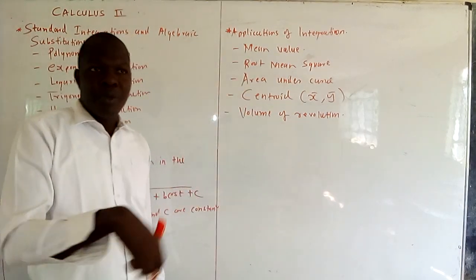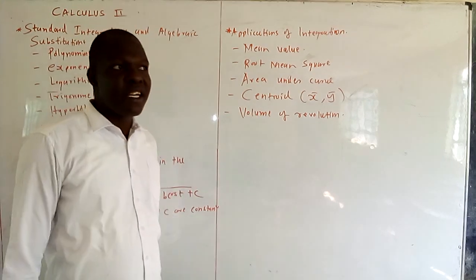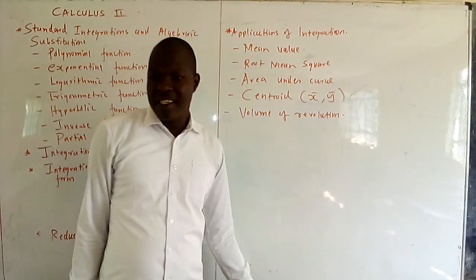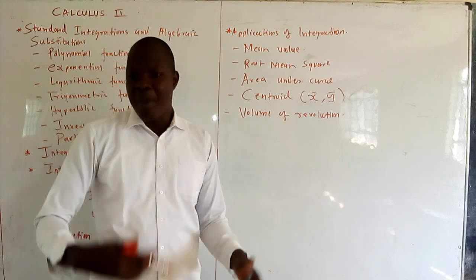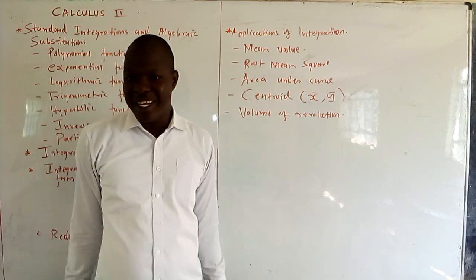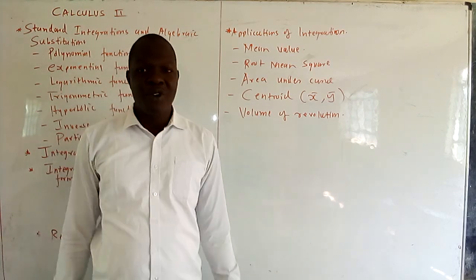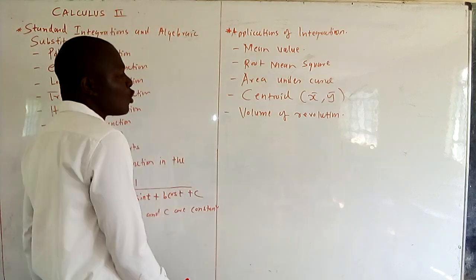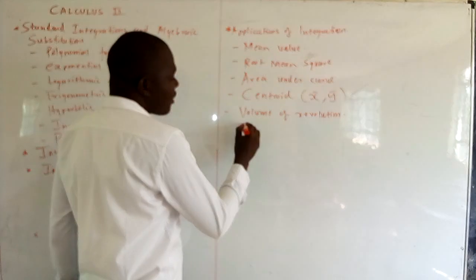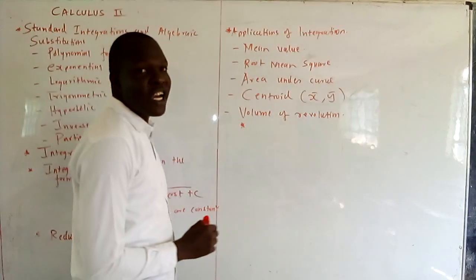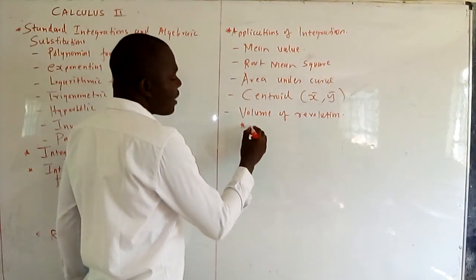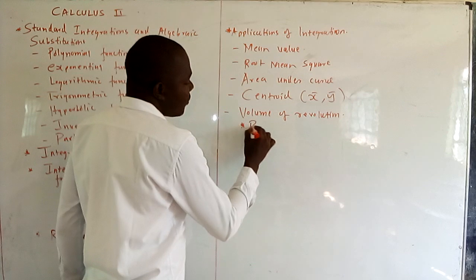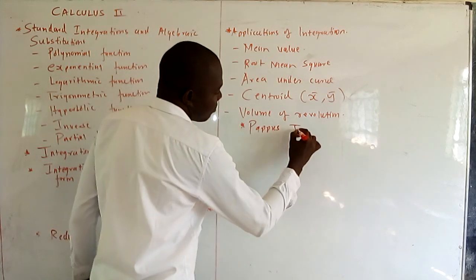The volume, if maybe you rotate a certain curve about the x-axis, or you rotate a certain curve about a certain axis or a certain line, isn't it? How do you get that kind of volume of revolution? Then from volume of revolution, we shall go to integration using the normal integration approach. Then the second part, we shall now deal with the Pappus theorem.